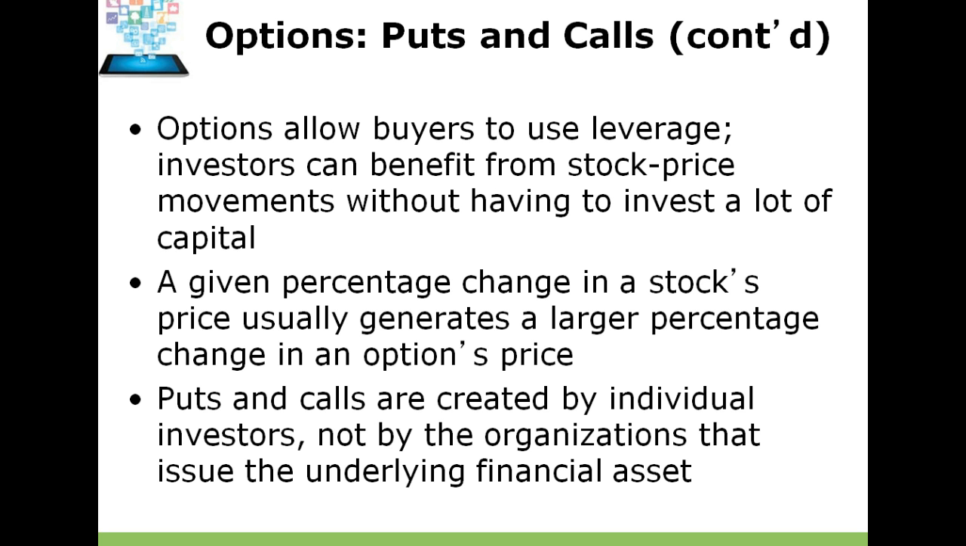Now, the options aren't always the same price. The prices fluctuate. And so as the stock value changes, the option value changes as well. And puts and calls are created by individual investors, not organizations, not businesses. So IBM does not create options for IBM stock. Someone like me, I might own IBM stock and I can create options for IBM stock that I could sell to somebody else like you. So individual investors create options, not any companies.